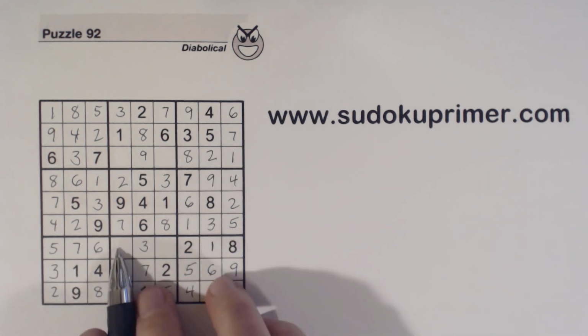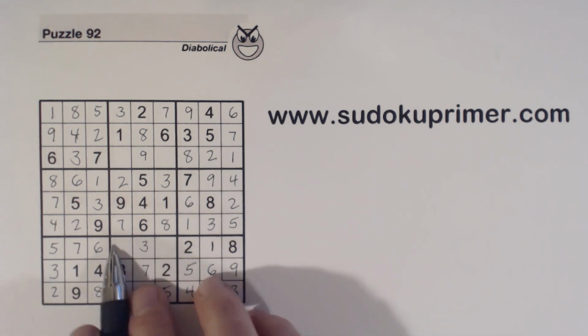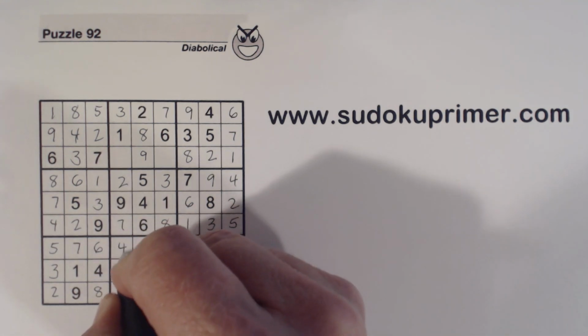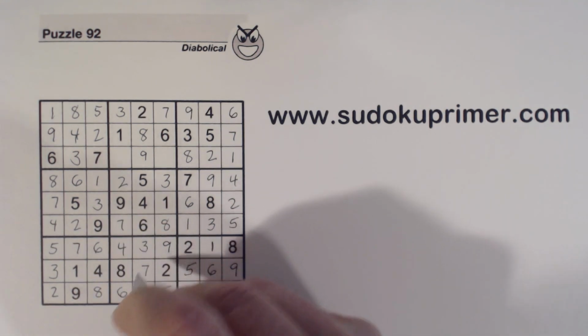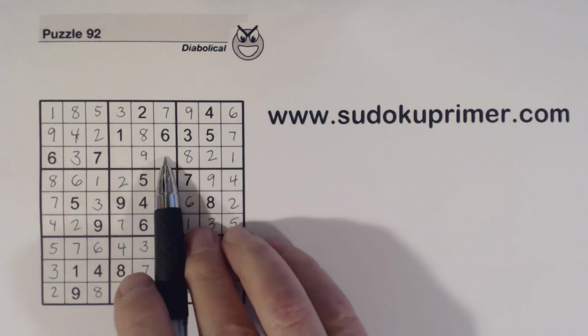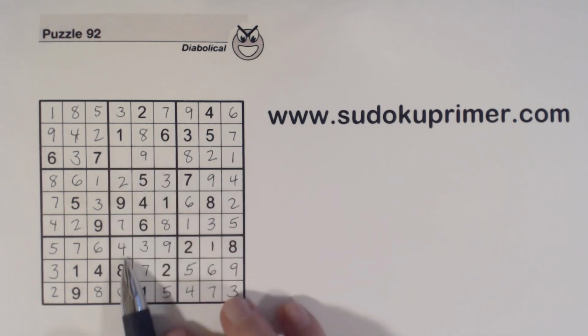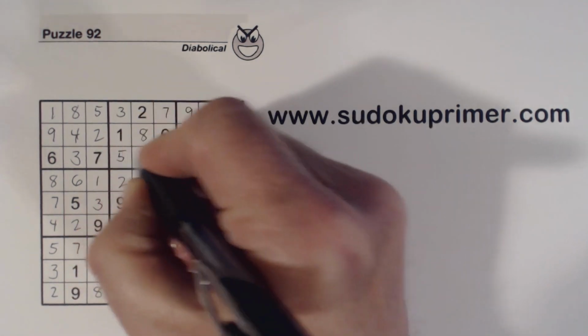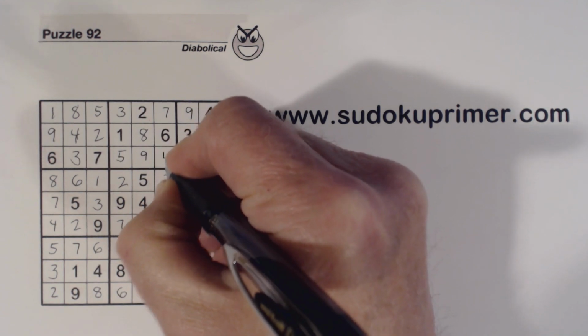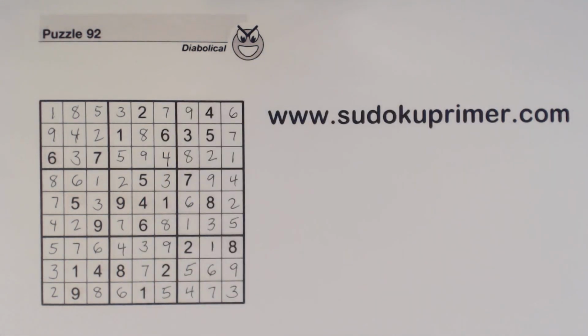All right, and now we're missing 4 and 9 there. There's a 9 there, so we fill those in. And now we're only missing 4 and a 5 there, and we've got the puzzle completed. That's it.